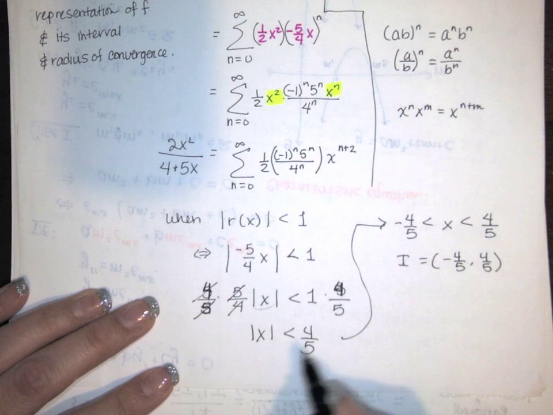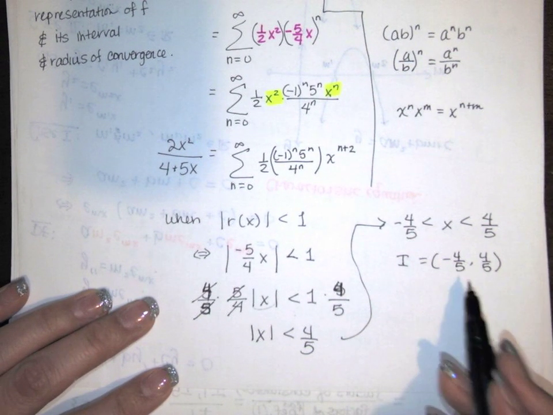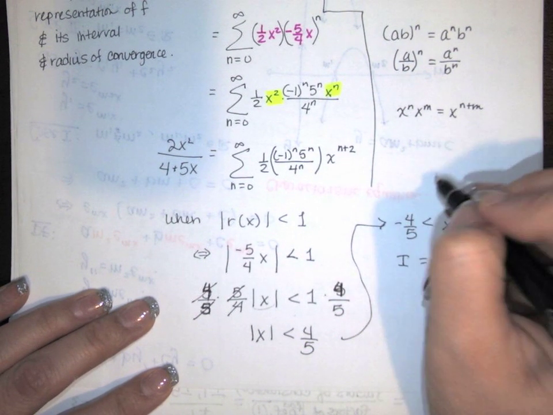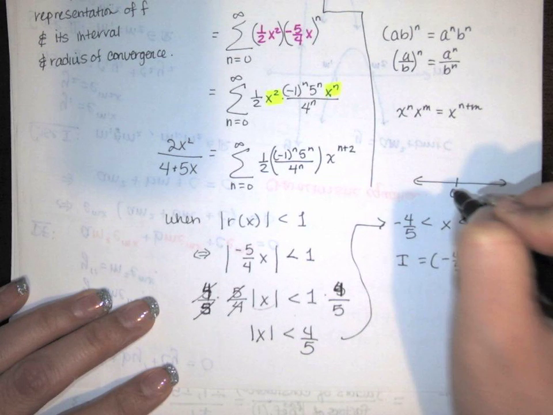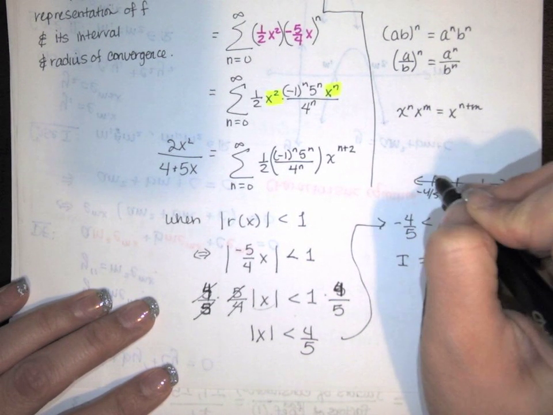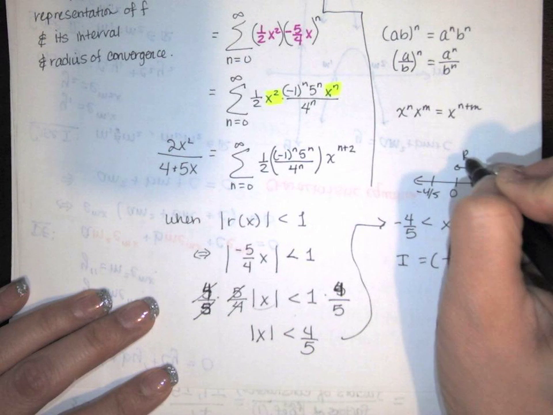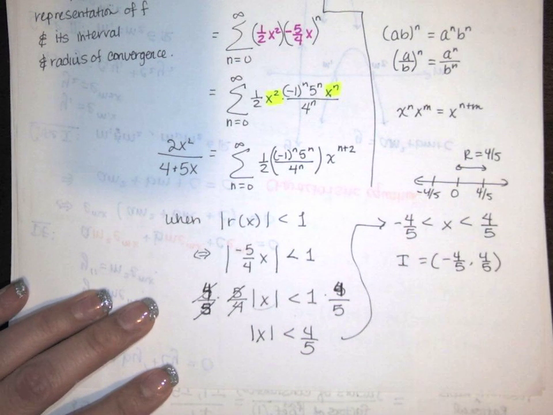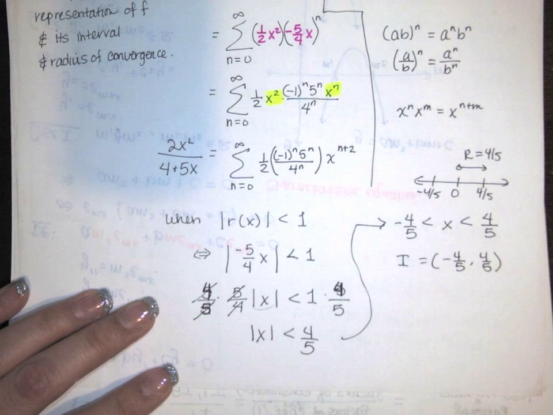And the radius of convergence is half the length of that interval, which I think we can all see is 4 over 5. So there's the center. We're adding and subtracting 4 over 5 to get from here to here. So r, that's half the length, it's that. Now if you don't believe me, you could always do this minus this and divide by 2.